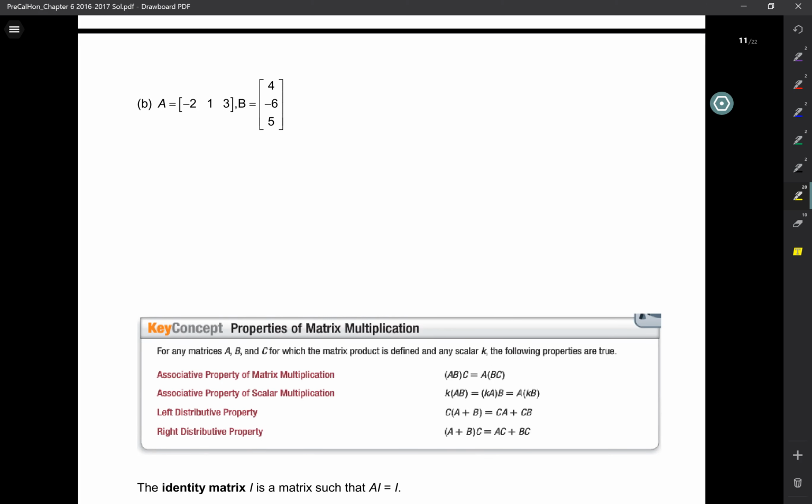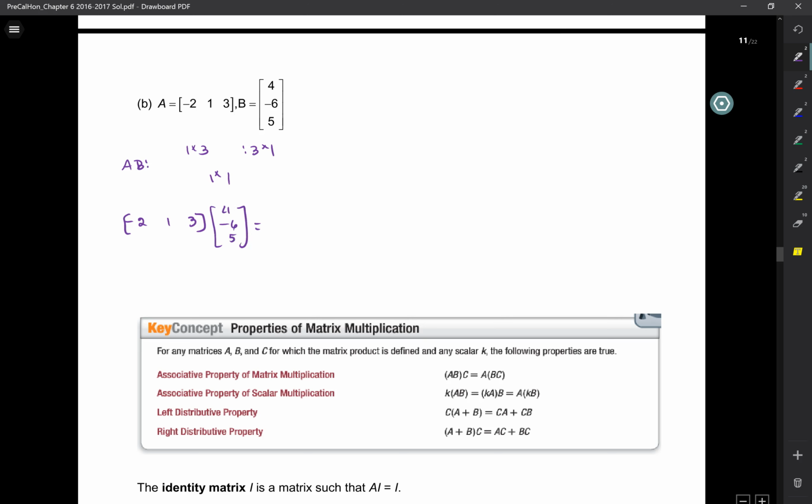Again, it says find AB and BA. So let's see, A times B. So A is a 1 by 3, if we wanted to do AB. And B is a 3 by 1, right? So yes, this is possible, and the result will be a 1 by 1. So let's do that. Let's find AB. It's negative 2, 1, 3, 4, negative 6, 5.